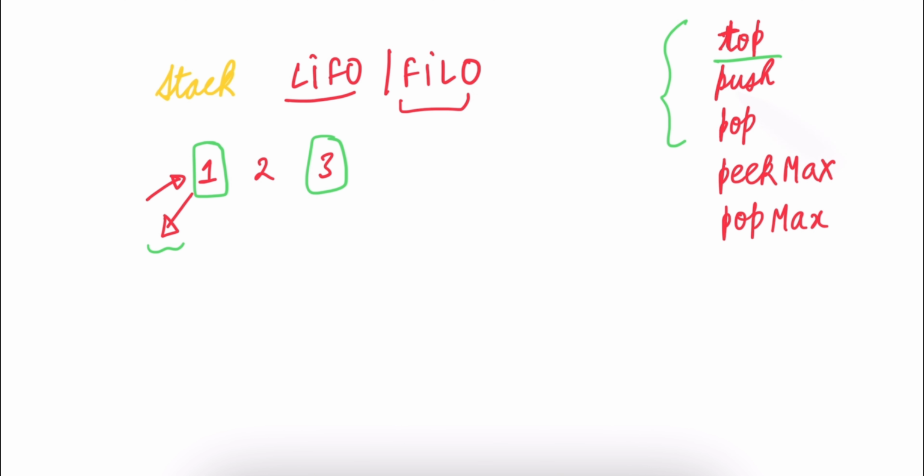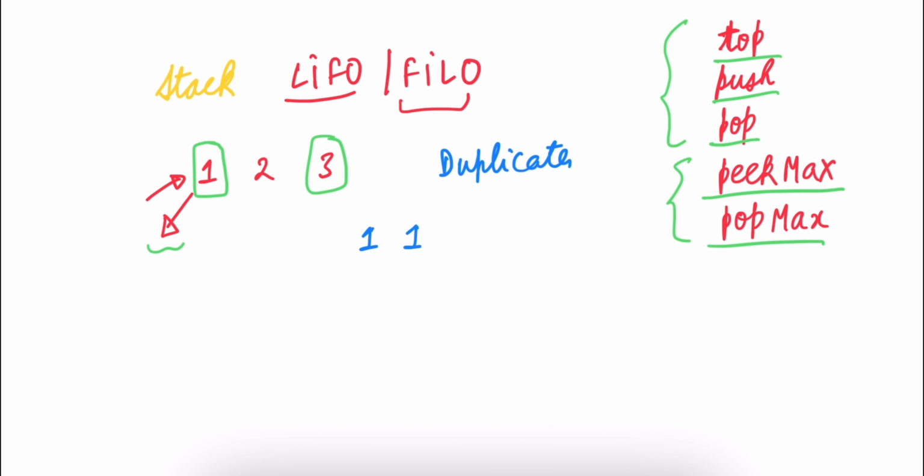These three functions, top, push, and pop, are basic operations of a stack, and they are really straightforward to implement. What makes this problem complicated are these two functions that we have to implement, which are the peekMax and popMax functions. And our stack can also have duplicates. So it could have something like 1, 1, -1, -2, 4, 4, or -1 could be here, and we have to work around duplicates.